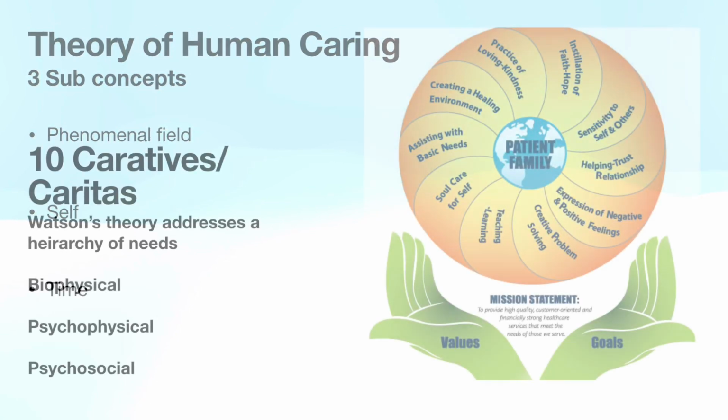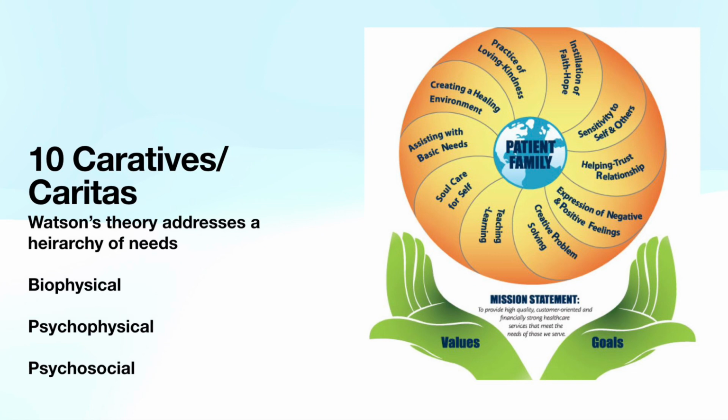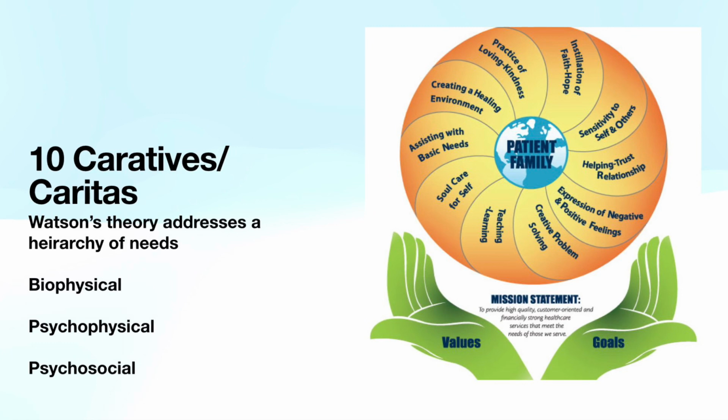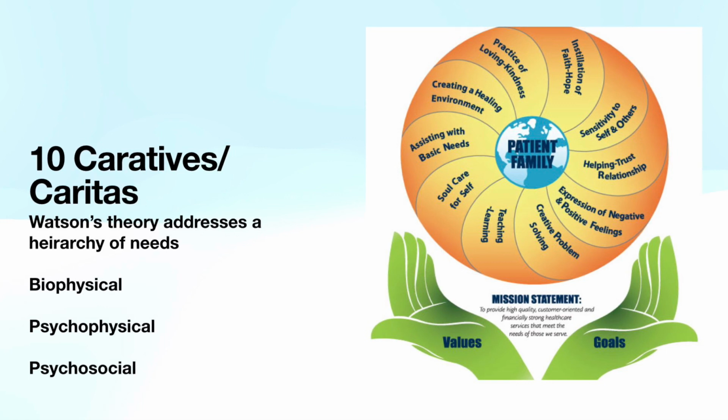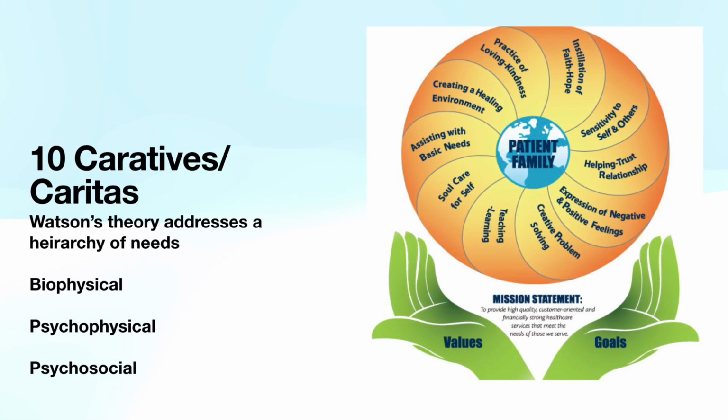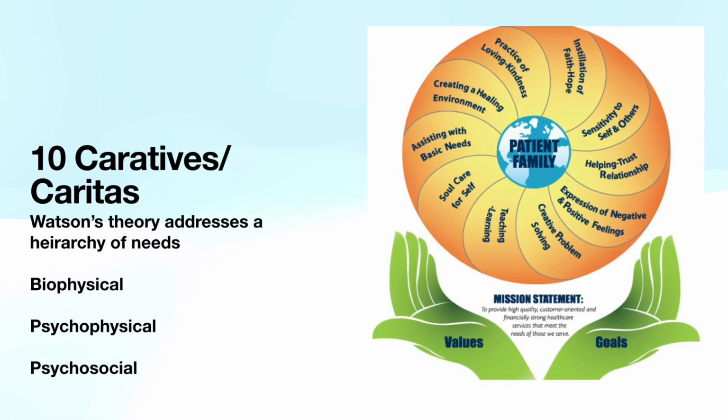I will now list the 10 curative factors, each paired with a caritas process or action that fulfills the human need of caring utilized by the nurse. The first 3 are the blueprint for Watson's theory, and the other 7 stem from those. Number 1, the formation of an unselfish and compassionate system of values. The nurse will practice loving kindness and calmness even in a difficult moment.